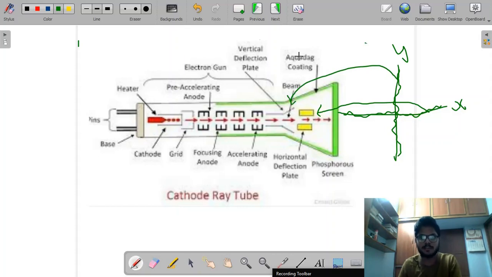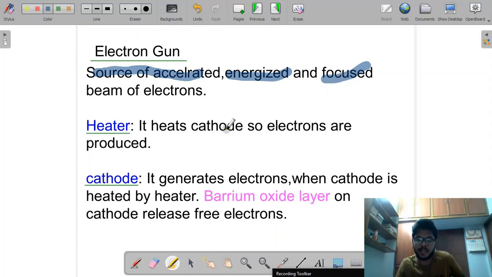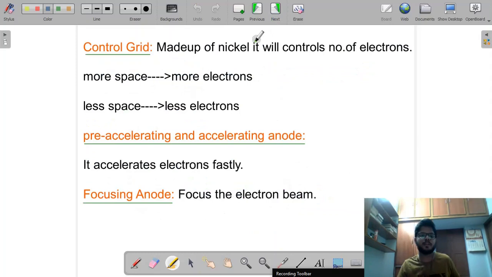Hope you understand. Next, I have written everything for you. Source of accelerated electrons, energized and focused. These terms are very important. Now the heater heats the cathode. Then how are electrons produced? I have written here carefully: the barium oxide layer on the cathode releases free electrons. Next, the control grid. I have said if the control grid opening is more, more electrons will flow. If it is less, fewer electrons will flow.